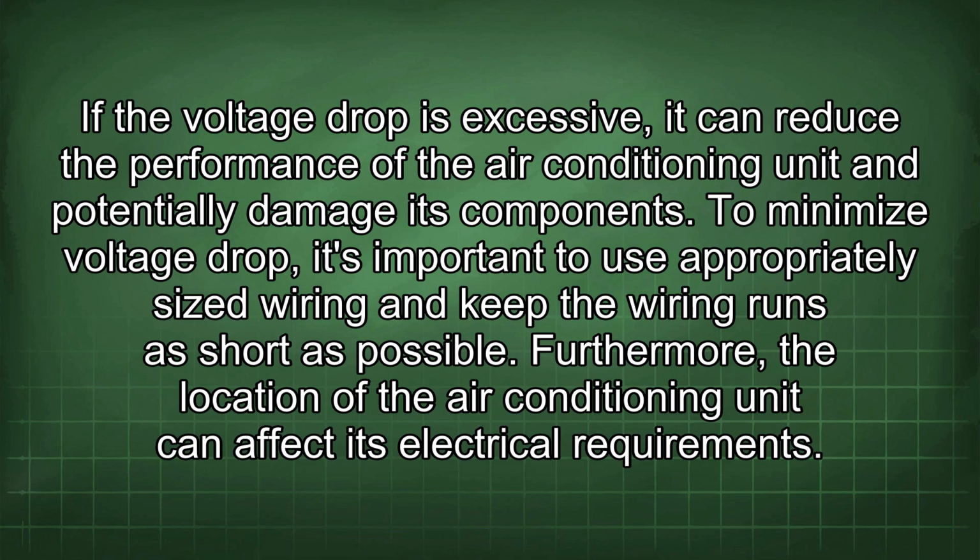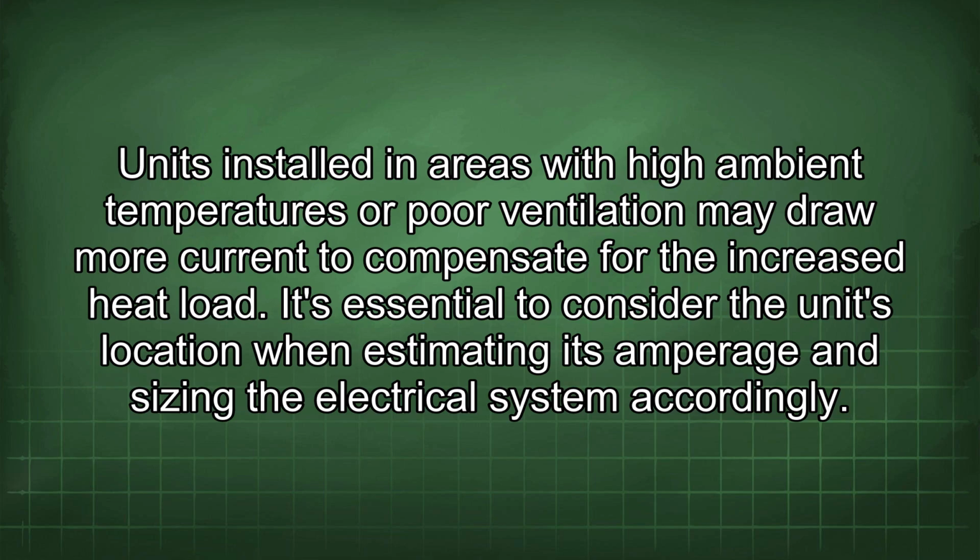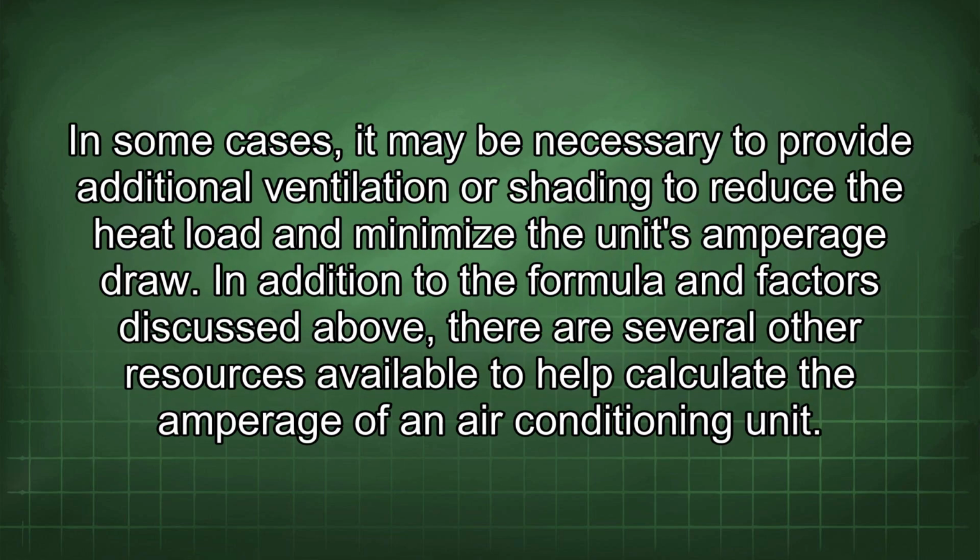Furthermore, the location of the air conditioning unit can affect its electrical requirements. Units installed in areas with high ambient temperatures or poor ventilation may draw more current to compensate for the increased heat load. It's essential to consider the unit's location when estimating its amperage and sizing the electrical system accordingly. In some cases, it may be necessary to provide additional ventilation or shading to reduce the heat load and minimize the unit's amperage draw.